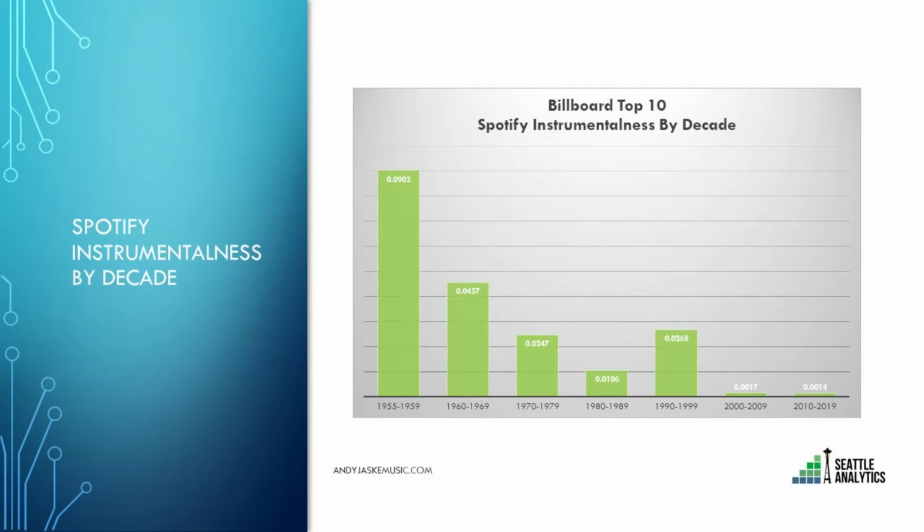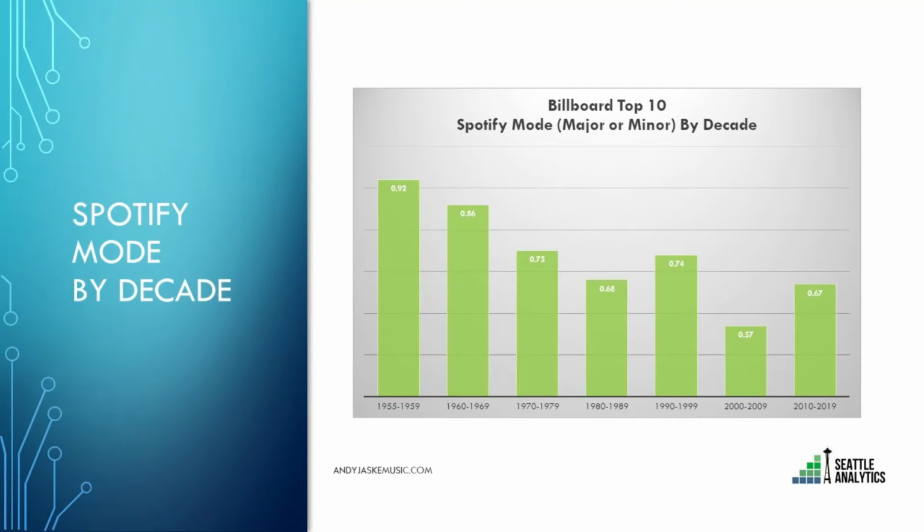So let's move next to the mood-related measures, mode and valence. Since mode is just 0 for minor and 1 for major, it doesn't make any sense to do a top or bottom 10. Here we see that major keys dominated in the 1950s and even 1960s, but since then, there are more popular songs in minor keys, with the 2000 to 2009 time period being the lowest in terms of major keys at 57%, with 43% being in a minor key.